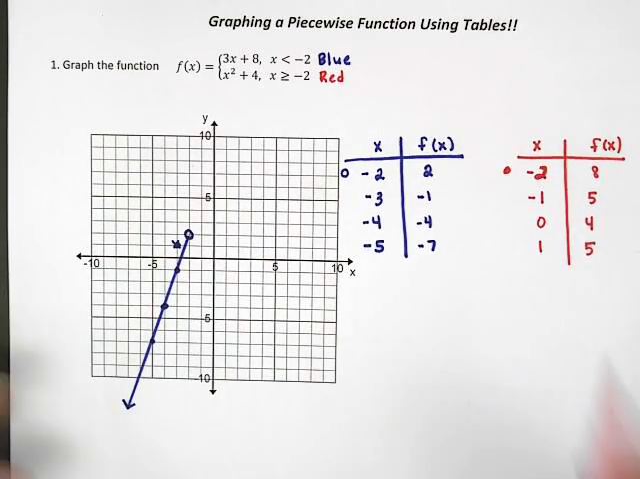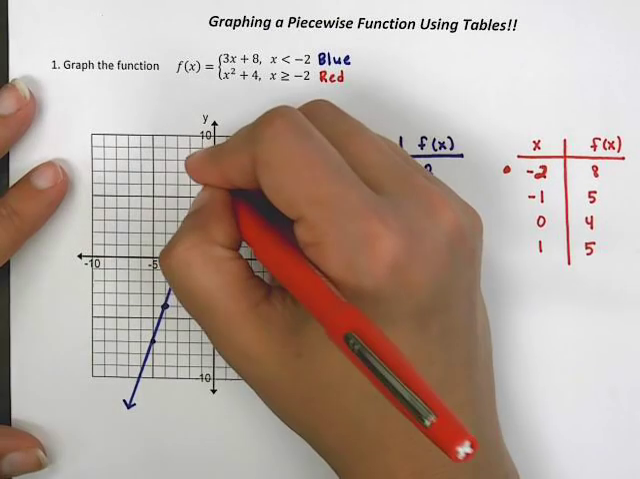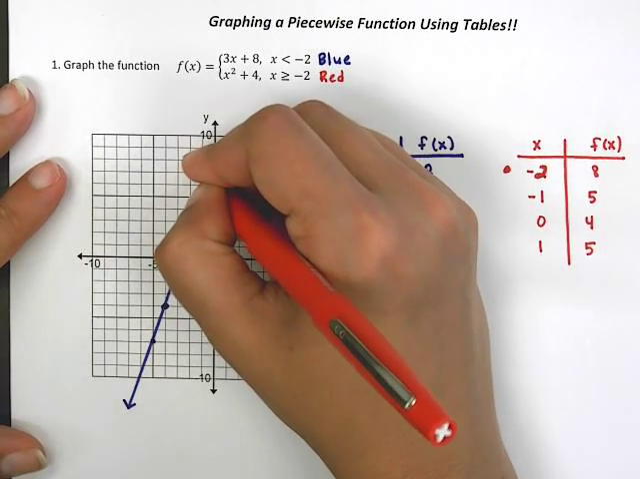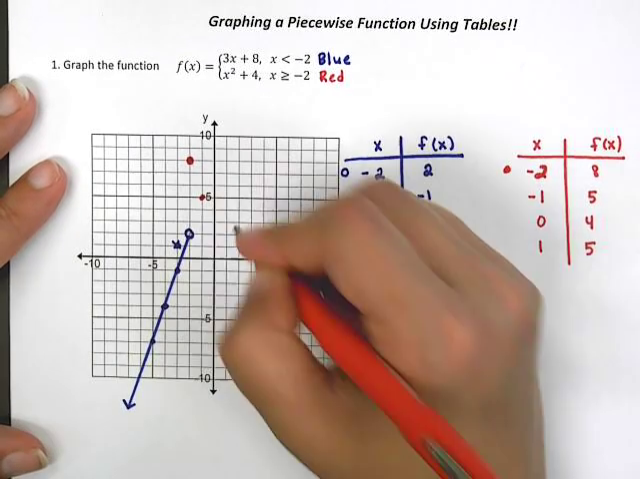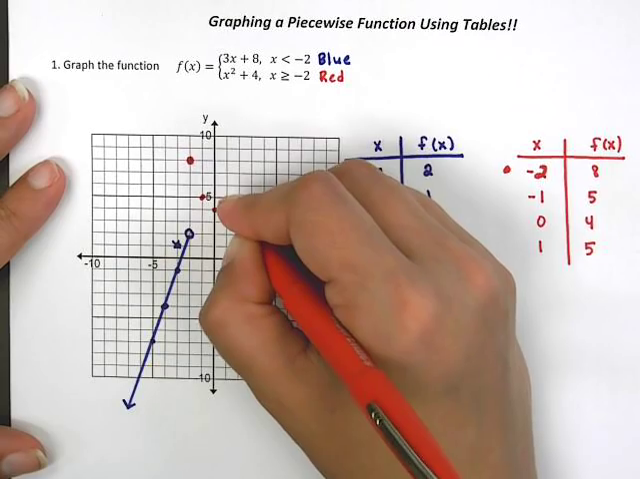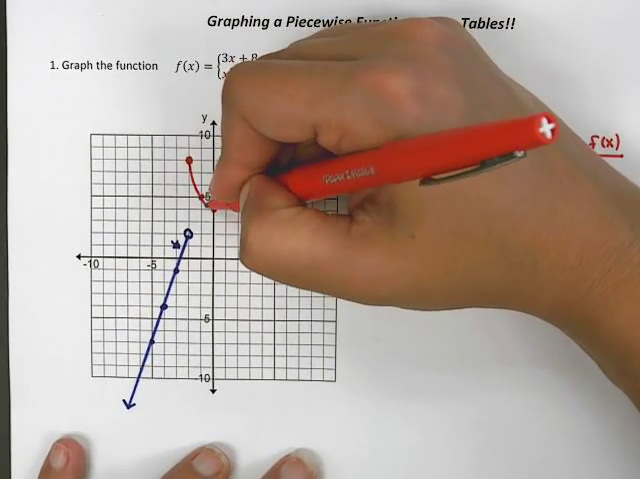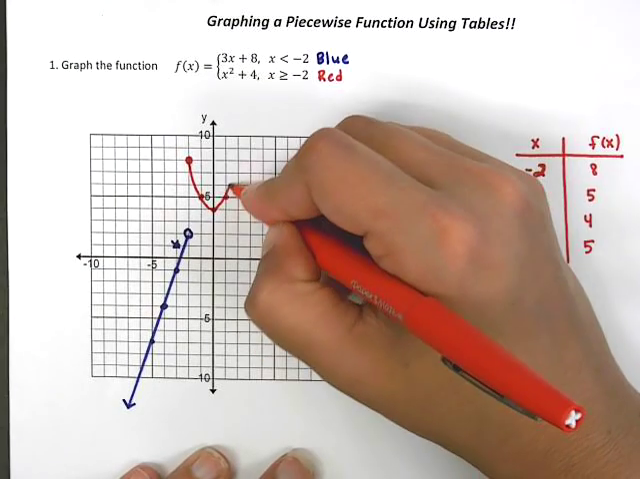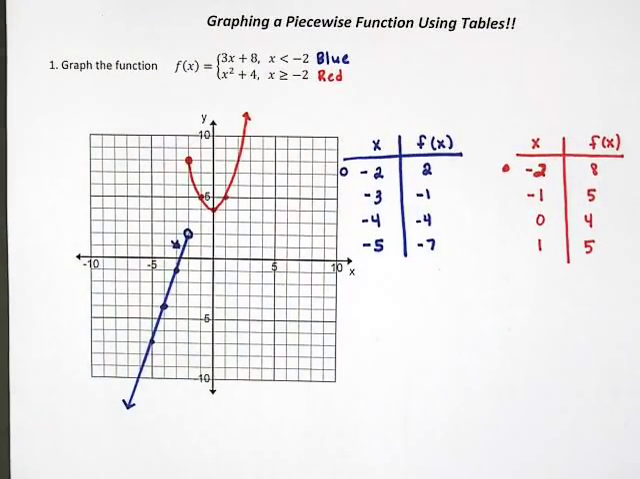Now I'm going to put a closed circle at the point -2, 8. Then -1, 5, 0, 4, 1, 5. Now I know this should be a parabola, so I'm going to draw my parabola like this. All right, let's take a look at another example.